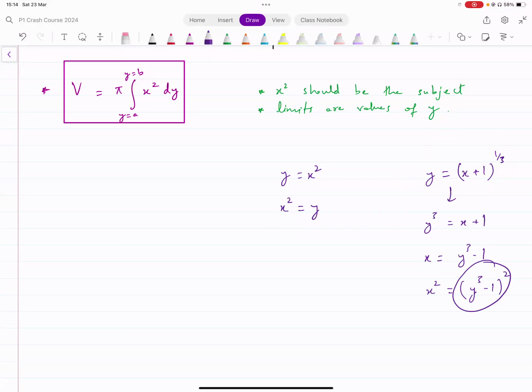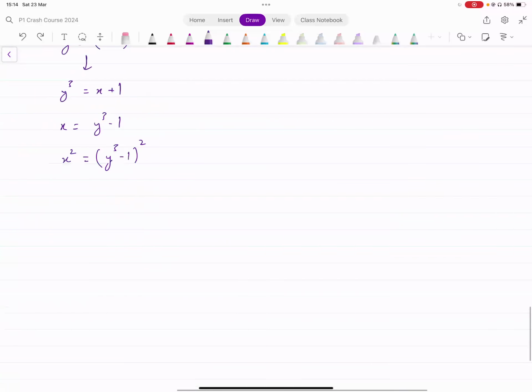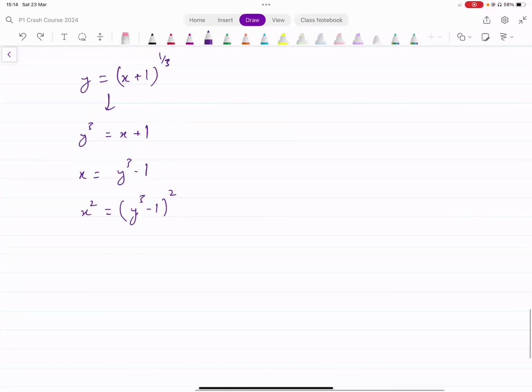Okay. So you have to make x squared the subject. Now, while we are at it, does anyone remember how we integrate this function? If we had to integrate this thing, (y cubed minus 1) whole squared with respect to y, how would this integration work? How do we integrate this?